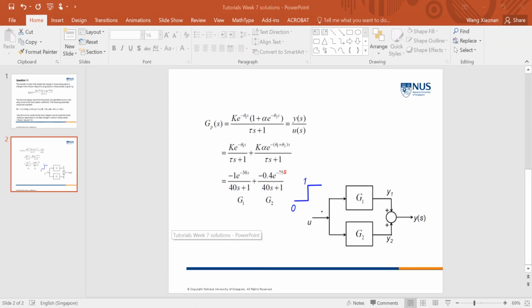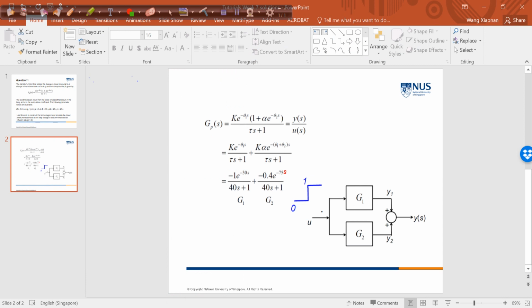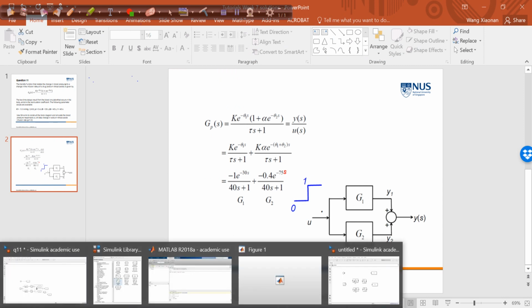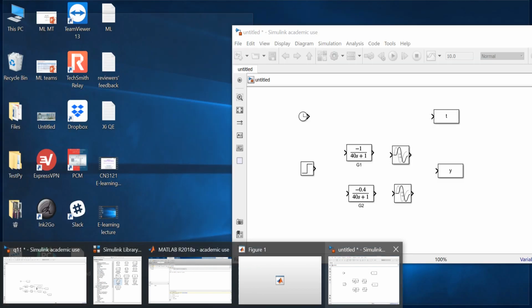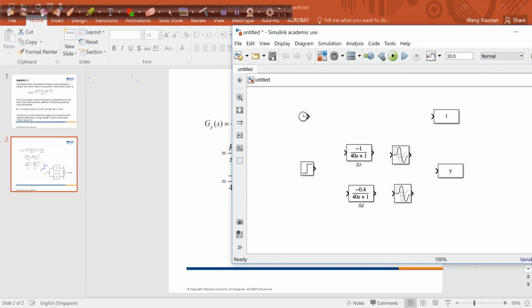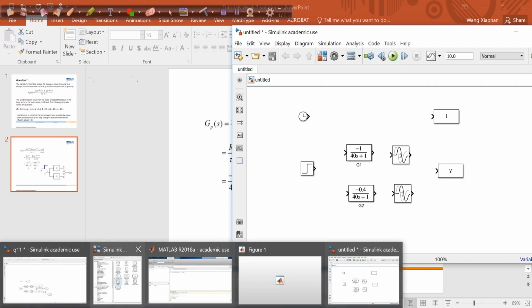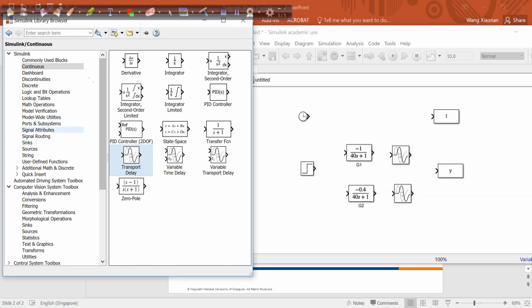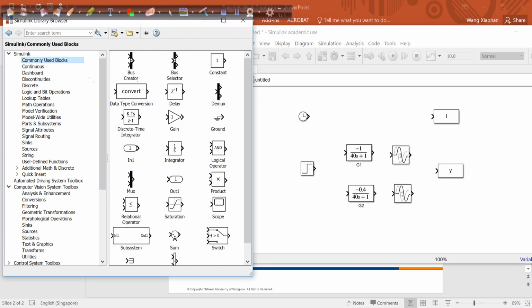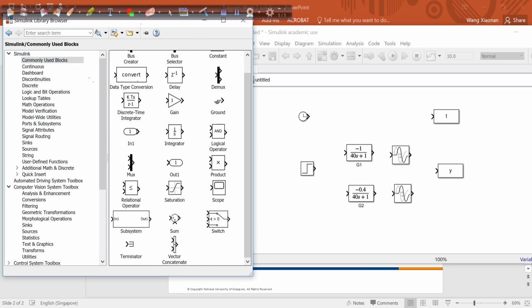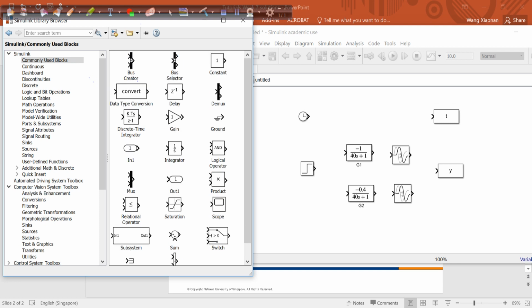But another thing here is we want to do the operation. We have G1 sum with G2. As I showed you before, we can plot the output from G1 and G2, or we can use the mux to put them together. But this mux here is a different function. If you see commonly used blocks, you can use mux, but you will still plot Y1 and Y2 separately. So for these two to be summed together, we should use some mathematical operation.